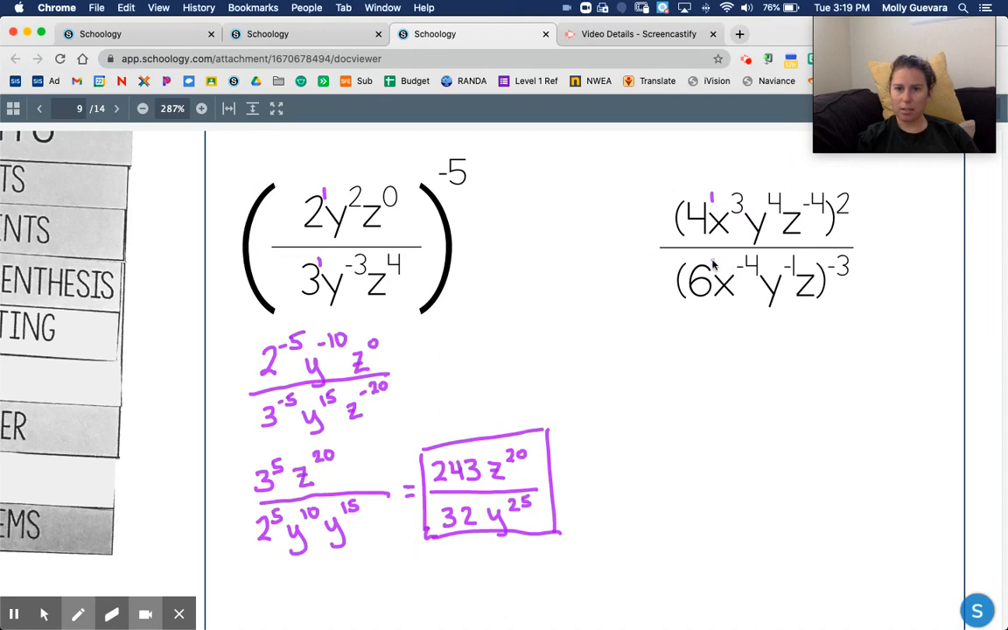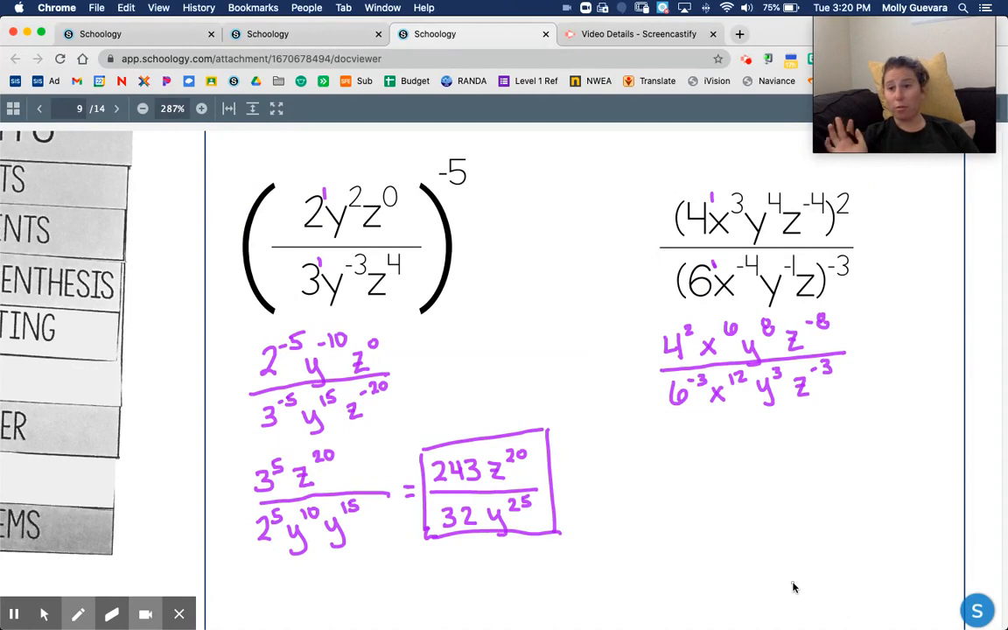And then the last one here is, you know, it's just the same idea over and over, right? I need to distribute this 2 to everything. So that gets me 4 squared, x to the 6th, y to the 8th, z to the -8th. So there's the top. Then on the bottom, I have 6 to the -3rd, x to the +12, y to the +3, z to the -3rd.